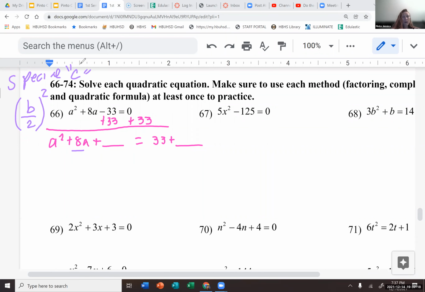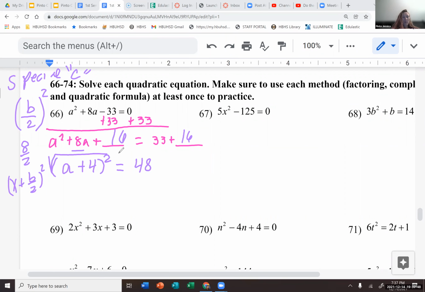For completing the square, this time that's going to be 8 divided by 2, which is 4 squared. 4 times 4 is 16. Now I can write this as x plus b over 2, and so if b was negative, it would be x minus b over 2. So this is going to be a plus 4 squared is equal to 48.